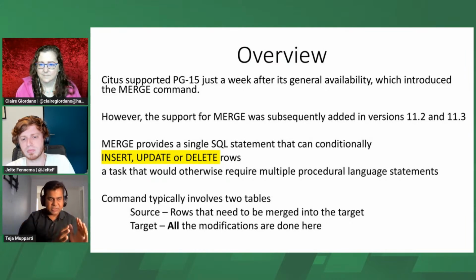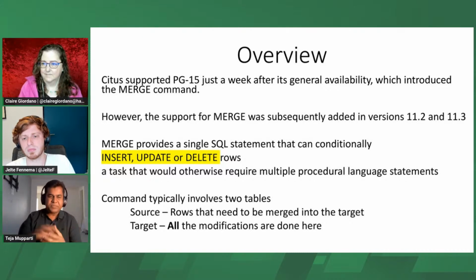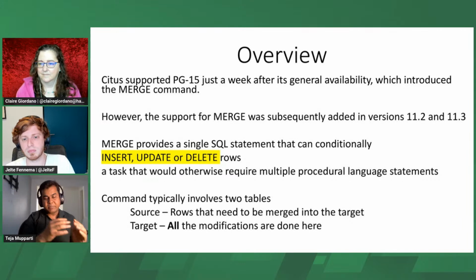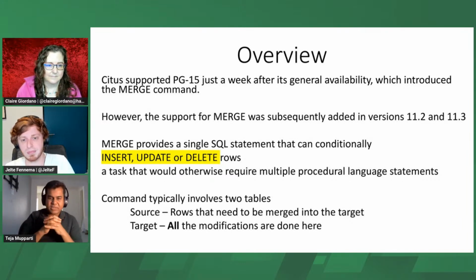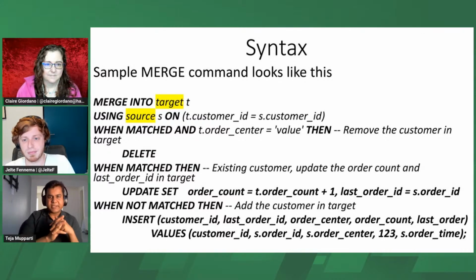One is a target table. That's where all the modifications are done. The source is where you get all the rows to merge into the target based on some conditions. As you can see in the next slide, I'll show a quick example of how the syntax looks.